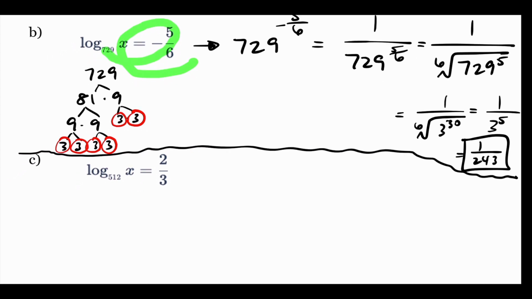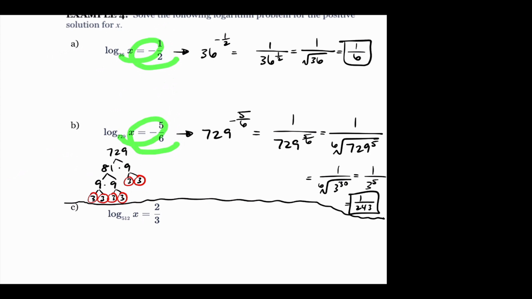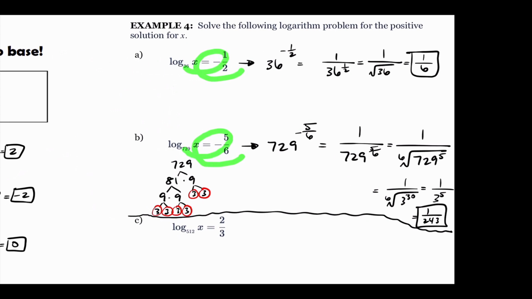Okay. All right, so I want you to do letter C now. Do letter C. Same way. Example 4 is a mixture of what we did last chapter and this chapter. It's got the log part, but it's also got the roots.